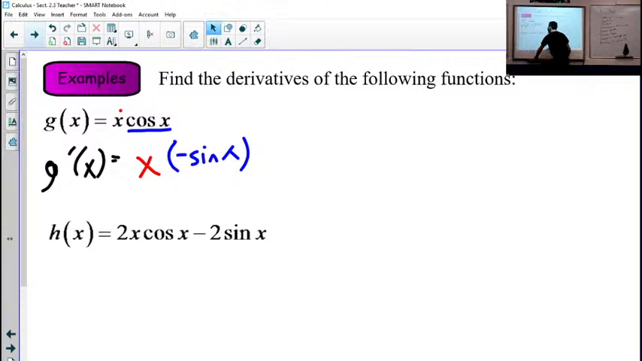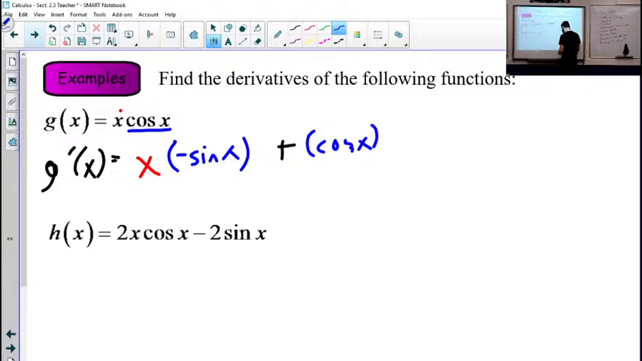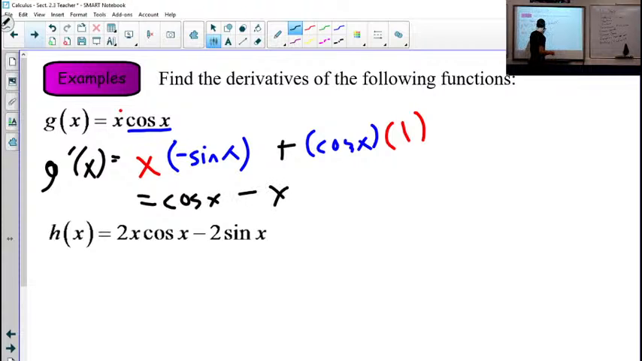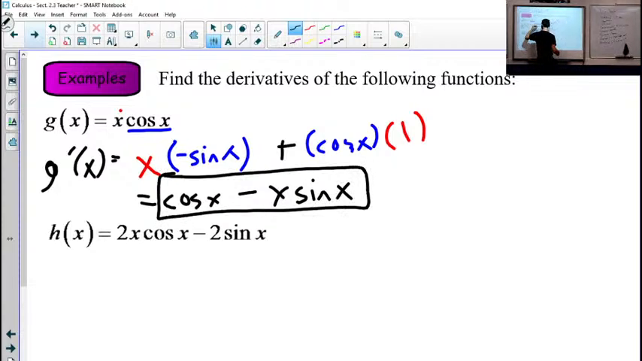Derivative of cosine is negative sine plus second times the derivative of the first. Derivative of x, bring the exponent of 1 out in front, times x to the 0. 1. Derivative of x is 1. It's y equals x. The slope of y equals x is 1. Equals, so we have cosine of x minus x sine of x. If we wanted to simplify it.